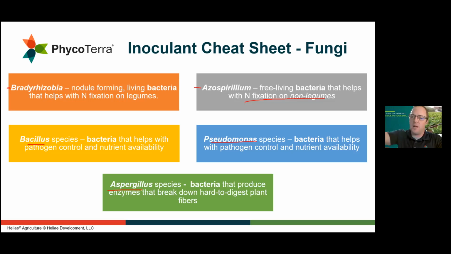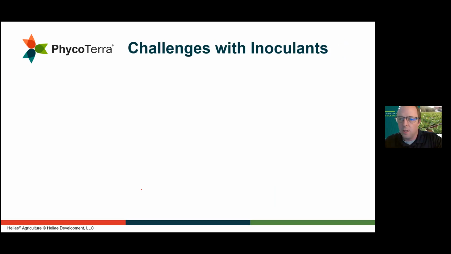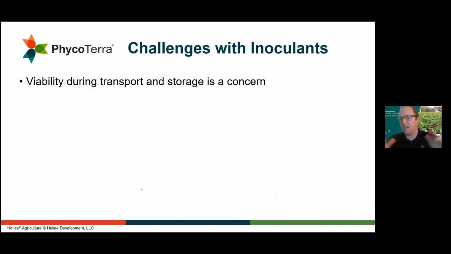So lots of different opportunities for inoculants. Here, if you're trying to make sense out of it all, you can look at the category, like a mycorrhizae. Here I'm showing different genera, and then relate it to a function and help clarify that space. One piece that's happened with the inoculants is that they work well, but you're trying to keep the bacteria or fungi alive. And that's a big challenge with these inoculants. Viability during transport and storage, always a concern.